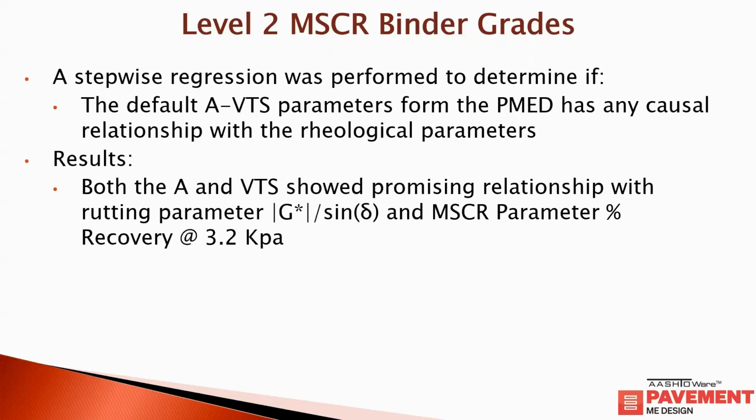Okay, so we did some statistical analysis and stepwise regression to determine if there is any relationship or correlation between the default A-VTS parameters from the PMED and the binder rheological parameters like binder G-star, phase angle, percent recovery, or Jnr. The result we got is that both A and VTS showed a promising relationship with the rutting parameter, that's G-star over sine delta, and the MSCR parameter, that's percent recovery at the higher strain level, that is 3.2 kilopascal. Next slide, please.